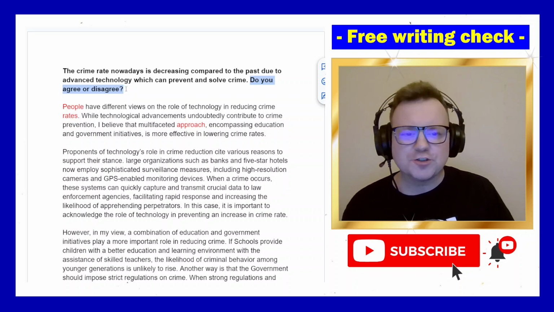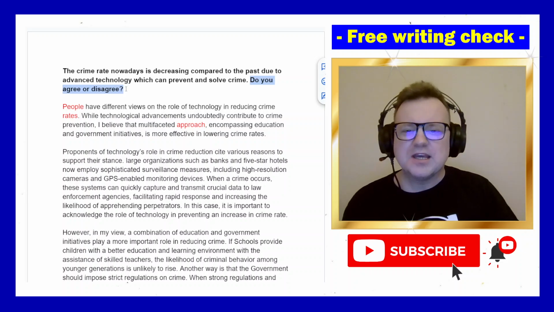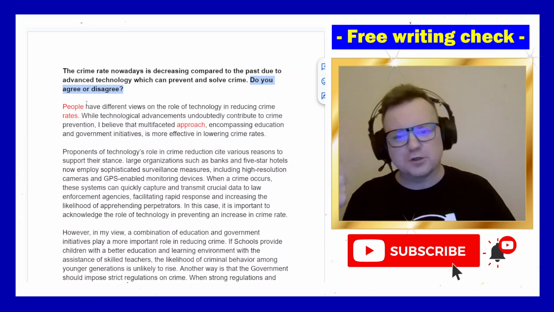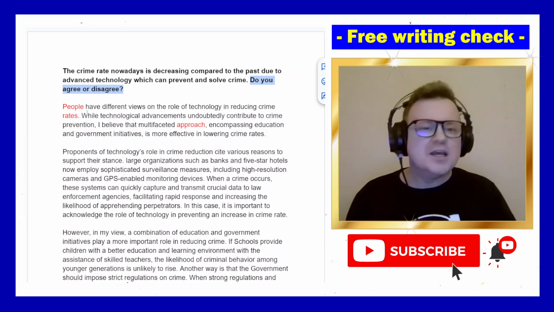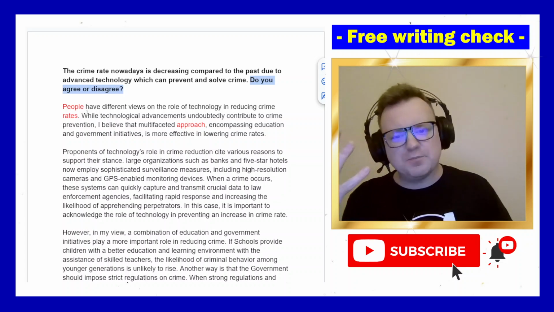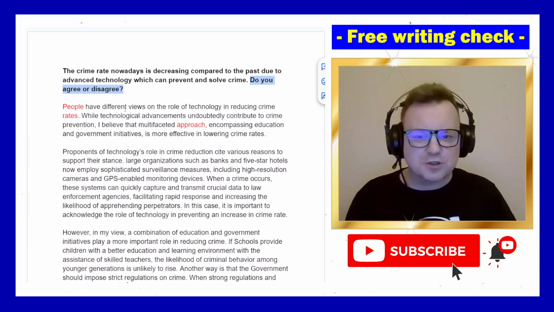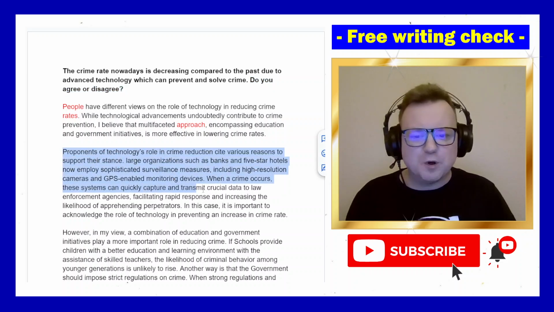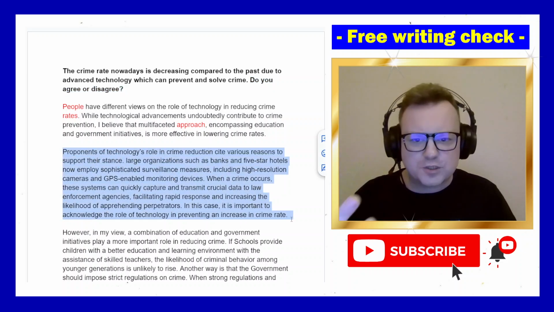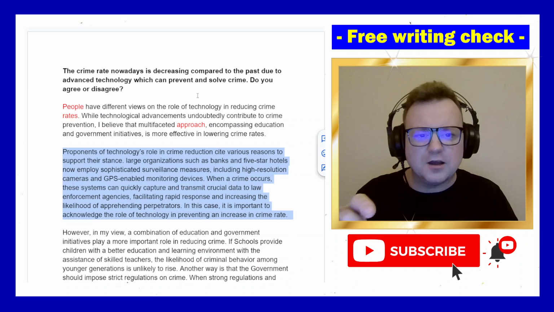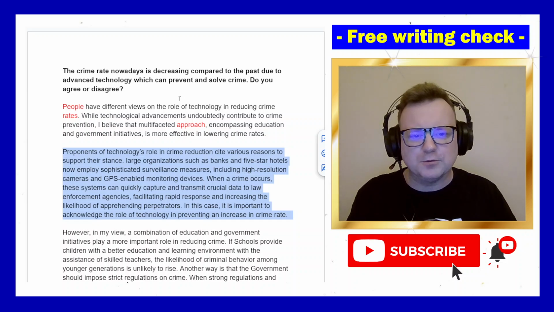It is not discuss both sides. It is not why do some people agree and why do some people disagree. And it is not why do some people agree and why do you disagree. It is only do you agree or disagree. And so what we're looking for in this body one paragraph is the first argument for why advanced technology is not responsible.